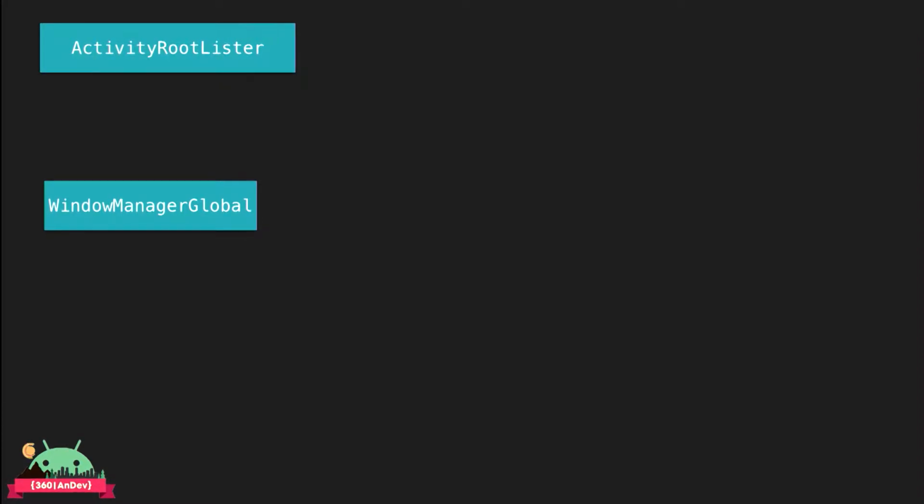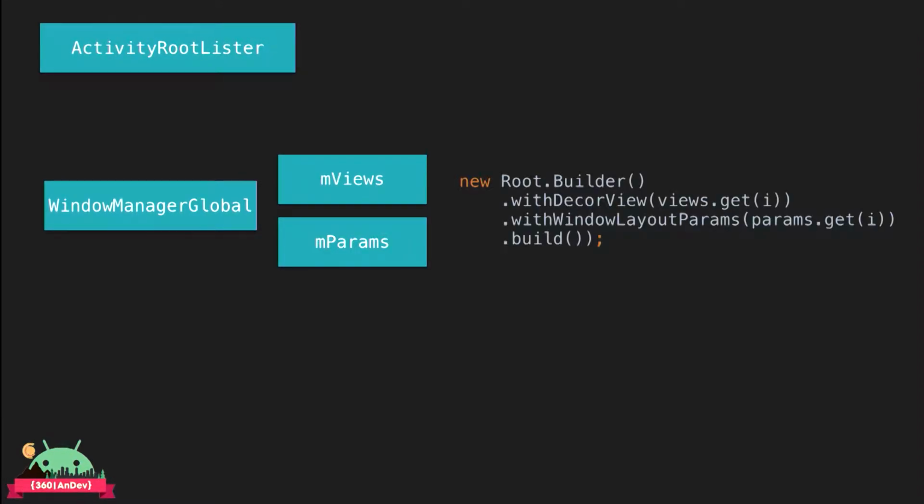And if you are working with Espresso, you know that sometimes when we want to test snack bar, we are using the not in root. And that's the reason, because it's happening. Activity root lister works with a window manager global. It's trying to get all the views in all the params, analyzing the hierarchy of views. And we can access, when we want to do a view matcher, that's how it's going to work.